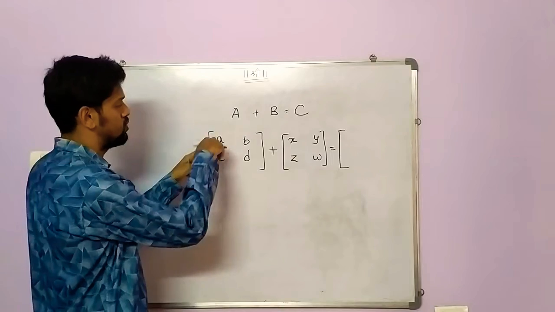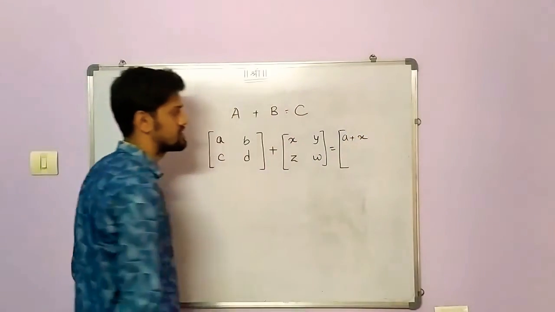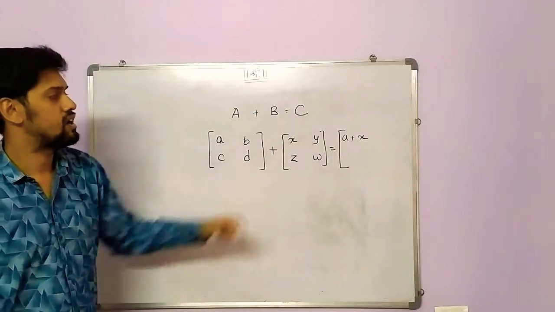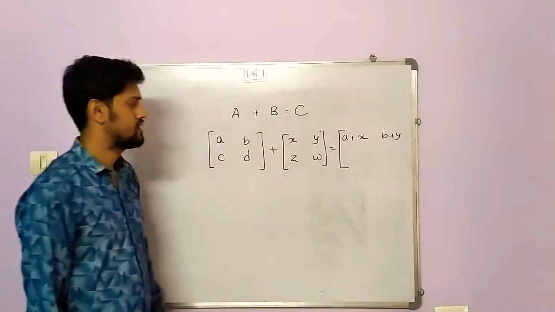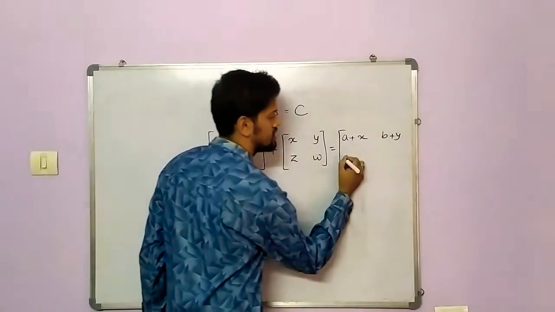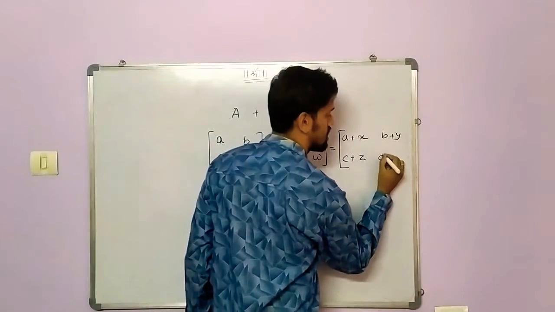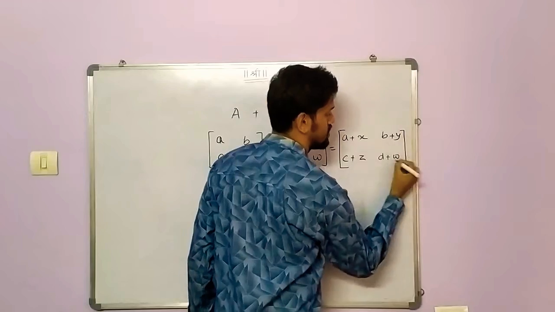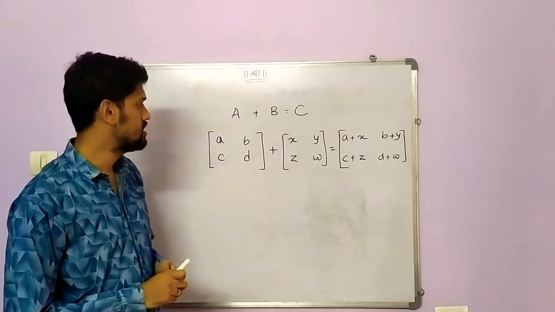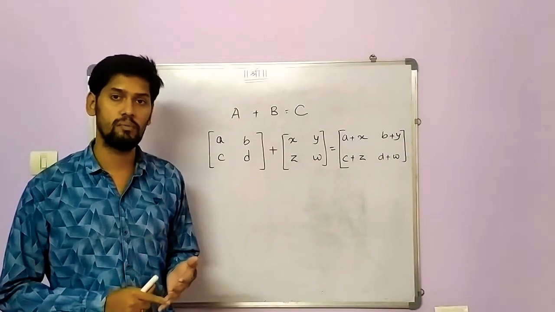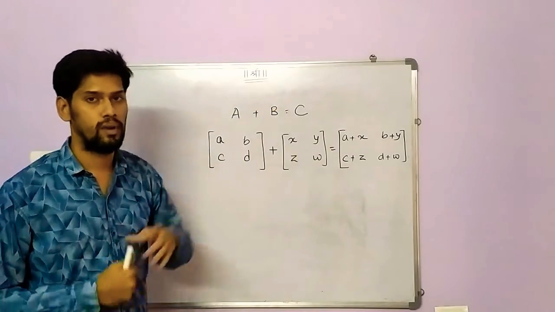So the 1 1 elements: here it will be A plus X. The second element would be B plus Y. Here it will be C plus Z. And finally D plus W. This is how we add the matrices. The first criterion is they should have the same order. The method to add them is that you add the corresponding elements.